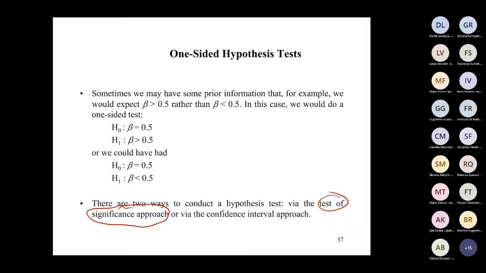Can somebody remind me, when we say test of significance approach, what do we mean? The t-statistic and p-value. Okay. And in the confidence interval approach, we construct a confidence interval.